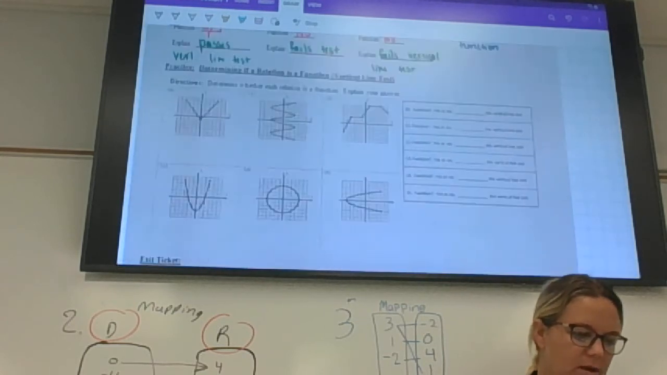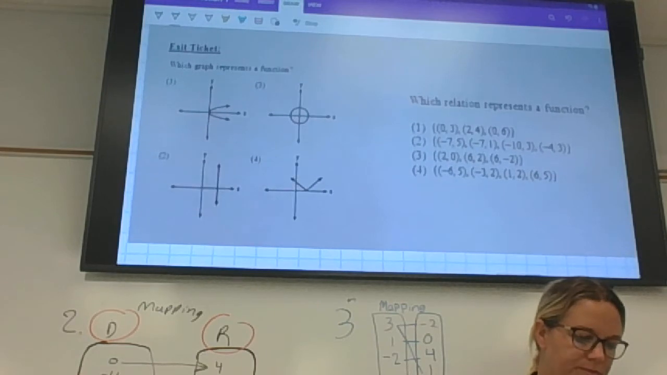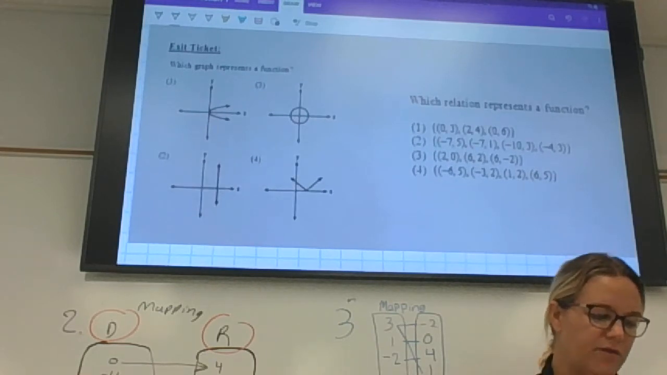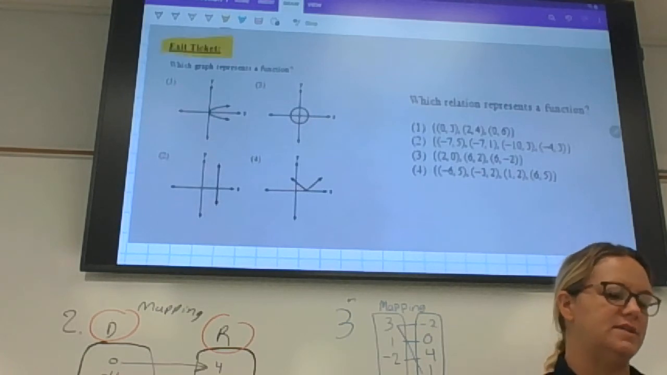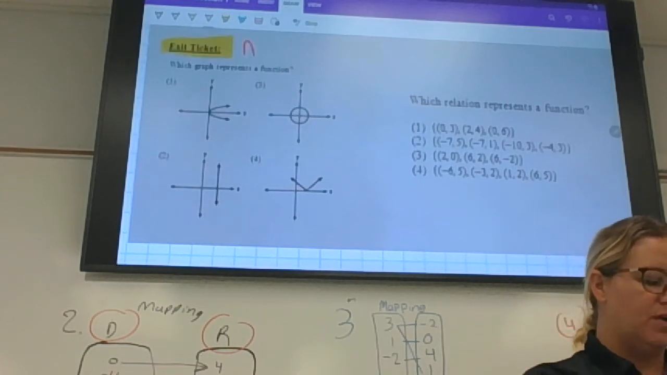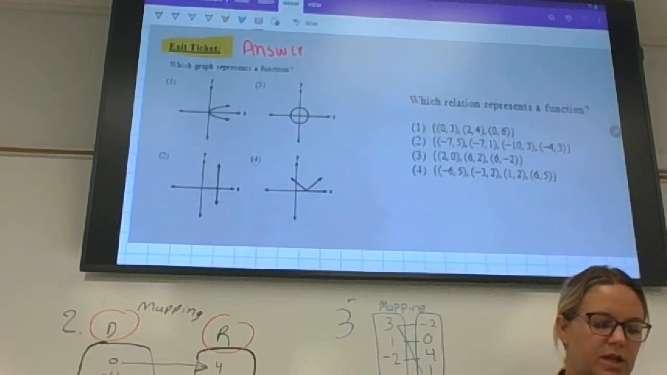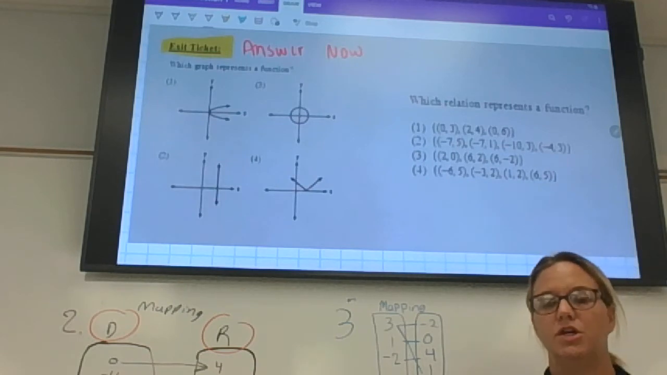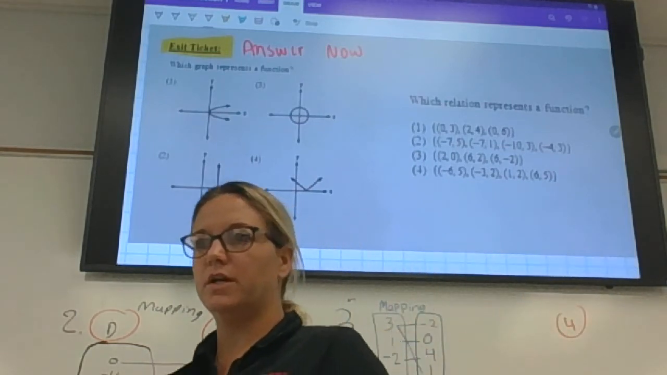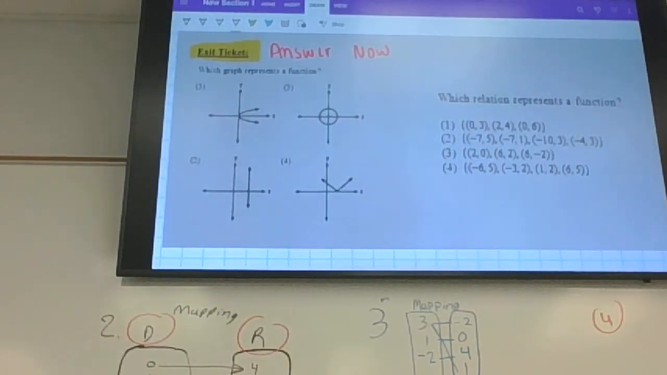All right, let's skip all these graphs. You guys go ahead and answer all 4 of these. There's 8. Go all the way down to the bottom where it says exit ticket. Answer these now quietly. And I'm going to put answers up as well. You'll check in and we'll be done with notes.